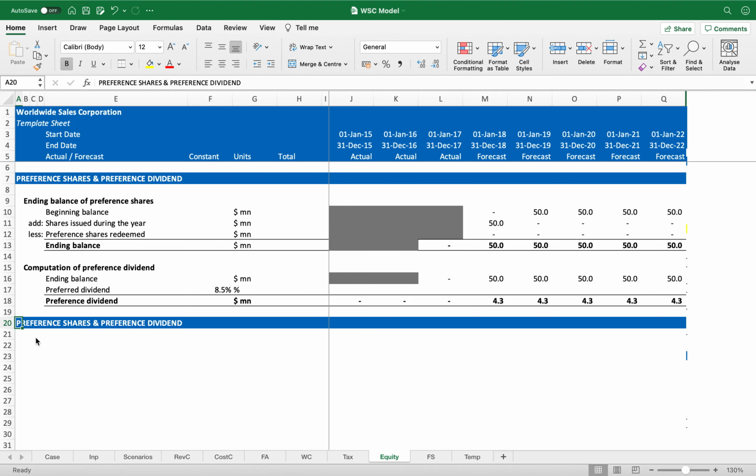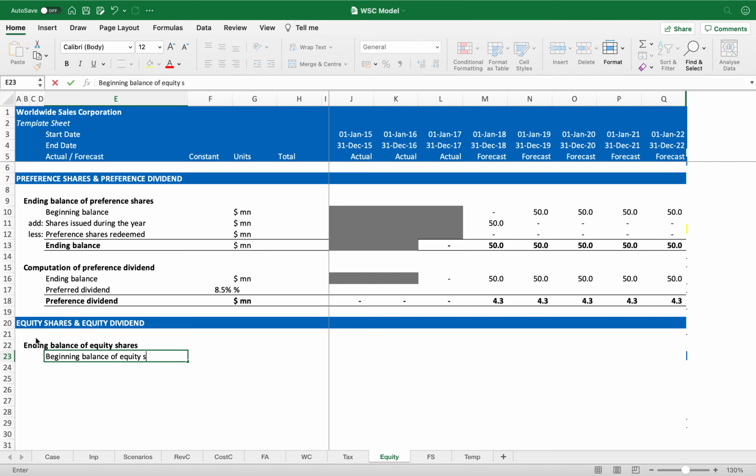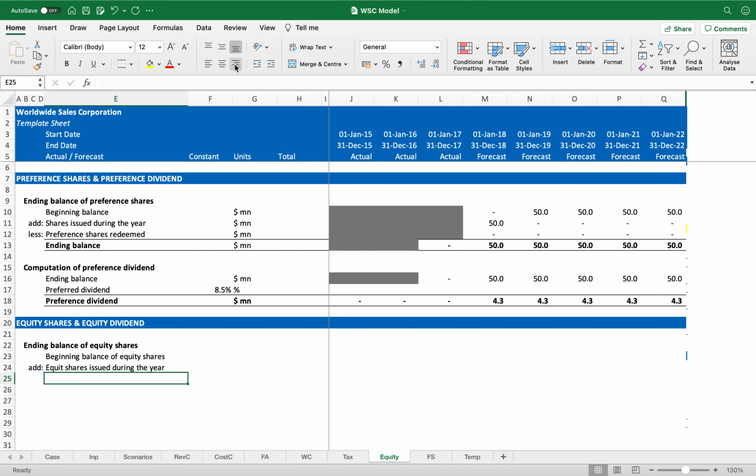Now, the next computation is equity shares and equity dividend. Right? Equity shares and common or equity dividend. First, I need to do the exact same thing. I need to compute the ending balance of equity shares. How will I compute? I might have some beginning balance of equity shares. Add equity shares issued during the year. That increases my equity balance. Any share that I am issuing during the year will increase the balance of my share capital, that will increase the balance of my equity shares.